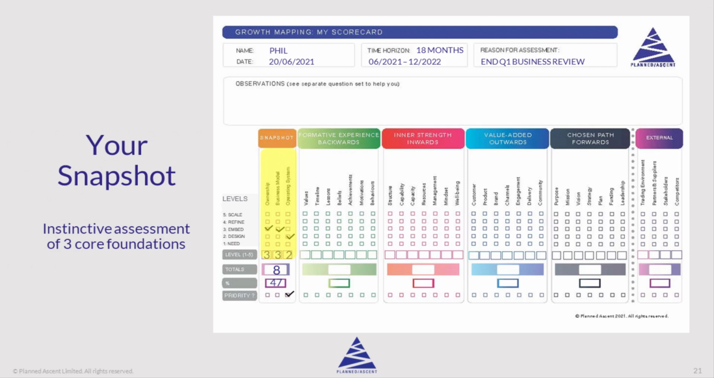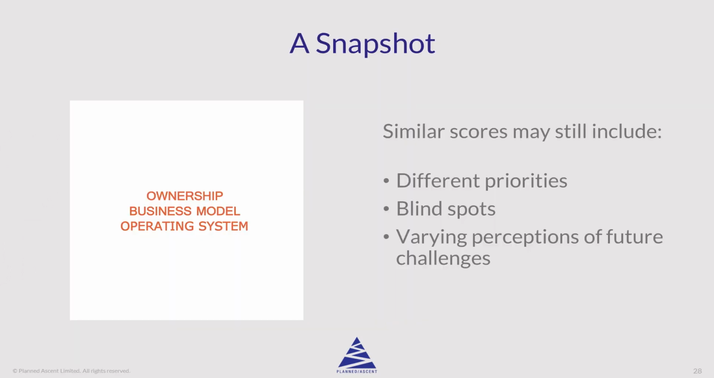This snapshot will give you and your colleagues an immediate sense of whether you share similar or divergent perceptions of the readiness of the business to support growth, expressed as your chosen level for each of these 3 features and as a total snapshot score. 2 of you might arrive at the same score, but having assessed the individual components very differently. This might shine a light on your different priorities, on a blind spot, or on your varying perceptions of the future challenges your business plan is likely to present.